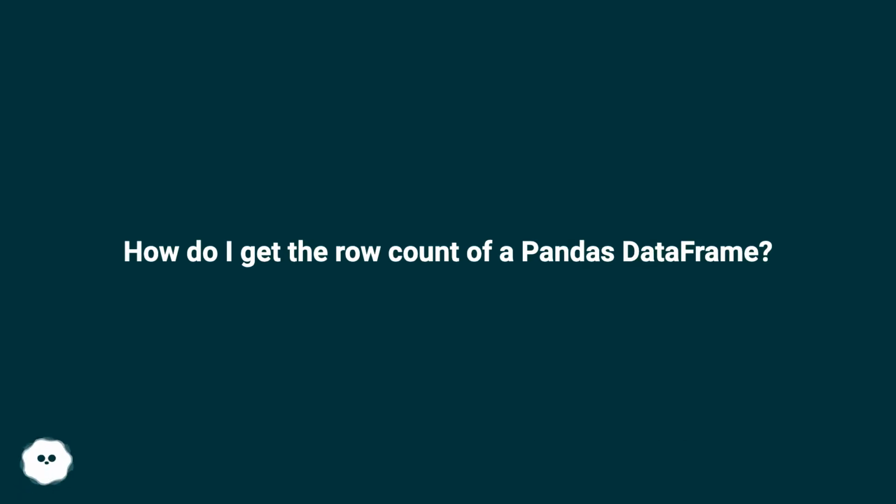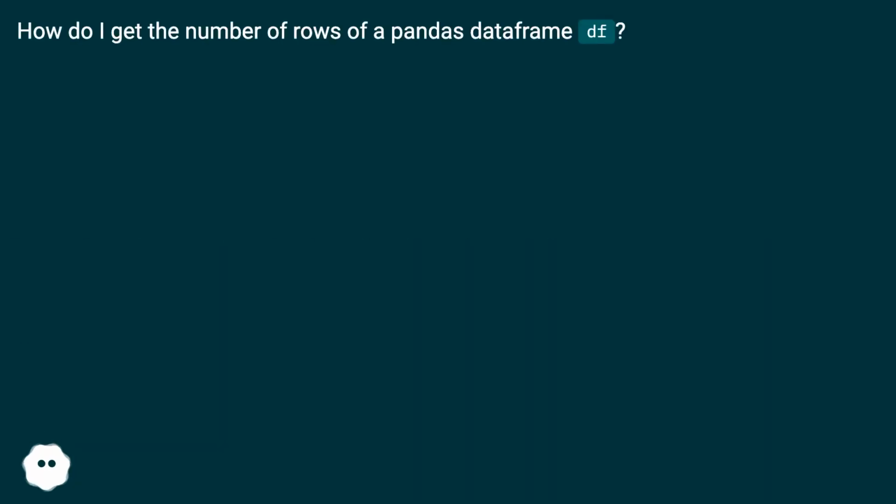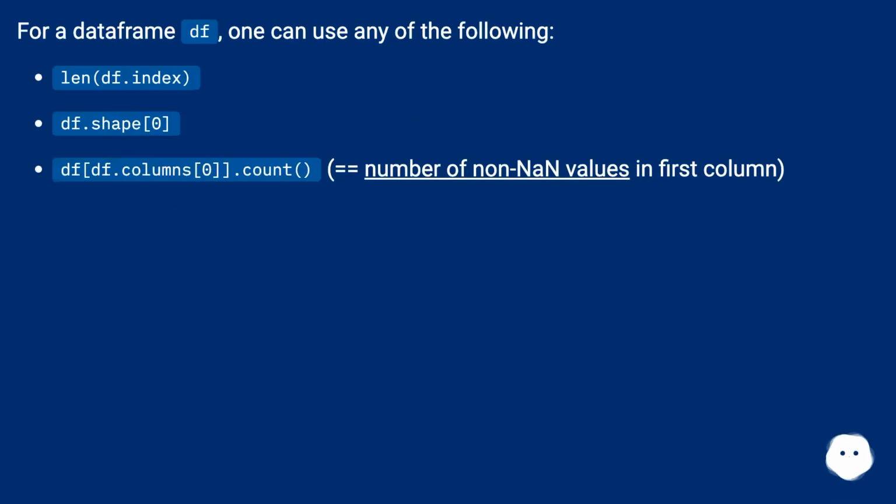How do I get the row count of a Pandas DataFrame? How do I get the number of rows of a Pandas DataFrame df? For a DataFrame df, one can use any of the following: len(df.index), df.shape[0], df.columns[0].count(), which gives the number of non-NaN values in the first column.